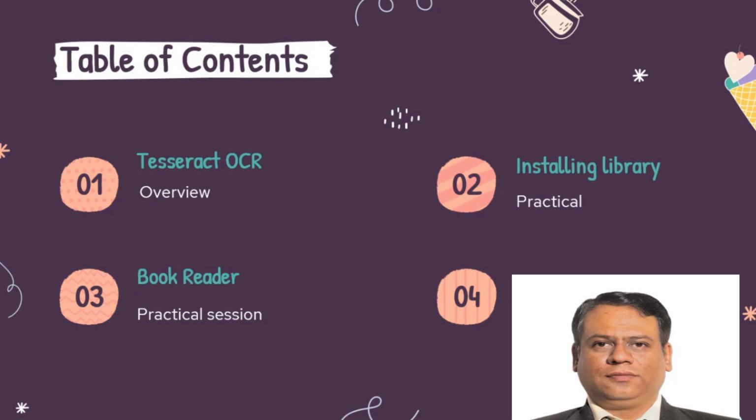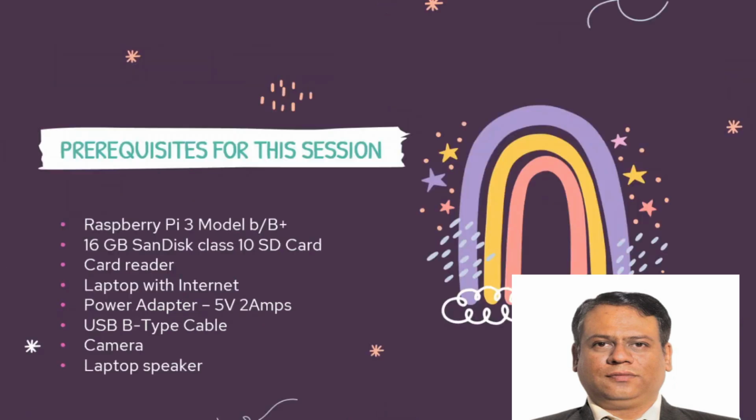First of all, we are going to see about Tesseract OCR, and then we are going to install a library to work with Tesseract OCR, and we are going to deploy the project called a book reader using Raspberry Pi, and finally, of course, we are going to have the discussion and then tech news. So in this session, we require the camera and then a laptop speaker.